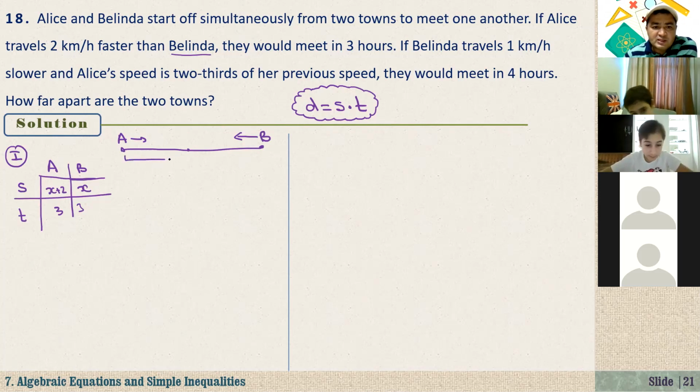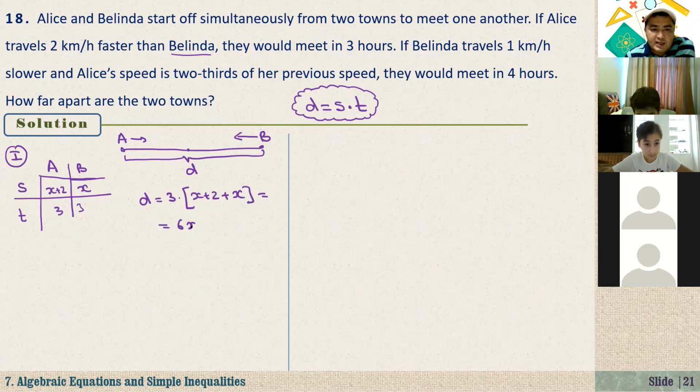So if the distance between these two towns is D, then D will be equal to the distance traveled, it will be 3 times, the time is the same for both. Let me write the speed 1 and speed 2. Speed of Alice is x plus 2, plus speed of Belinda, it is x. Now if you simplify this, 3 times 2x plus 2, it is 6x plus 6, okay?